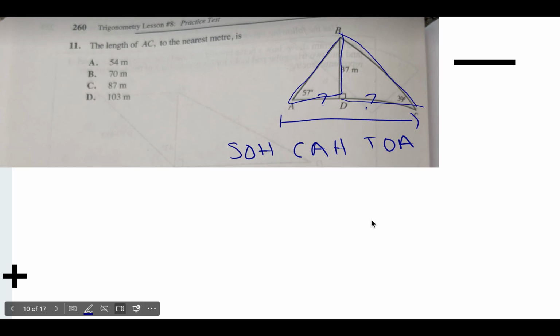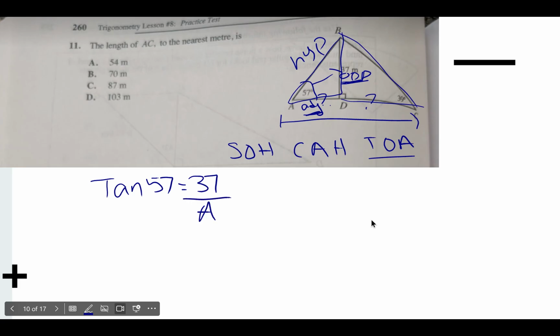And for that first one, I'm starting at angle 57. Opposite is that value 37. Your hypotenuse is here, and your adjacent side is here, and that's what we want to solve for. So when you're trying to find a side, you look at the angle or side you have and the side you want to know. So opposite and adjacent is tan. So setting this up, tan of 57 equals the opposite side over the adjacent side.